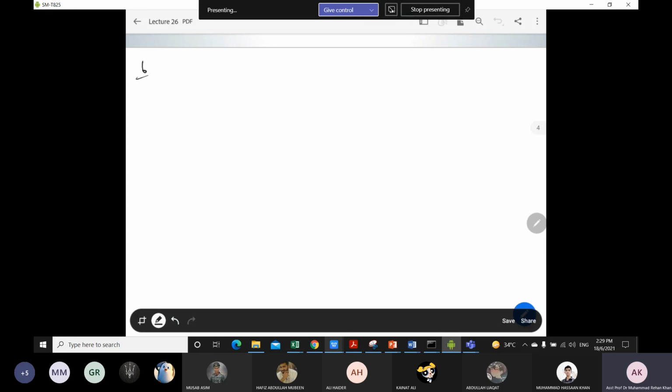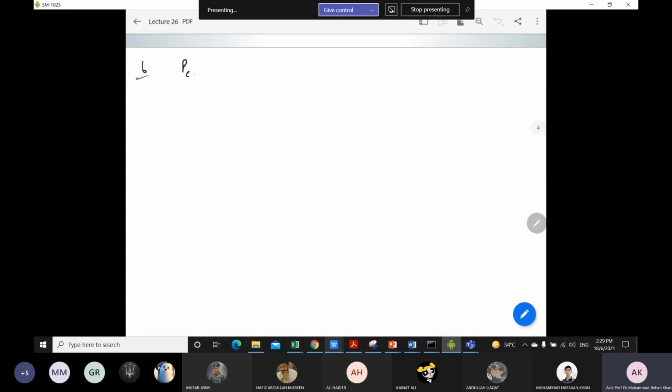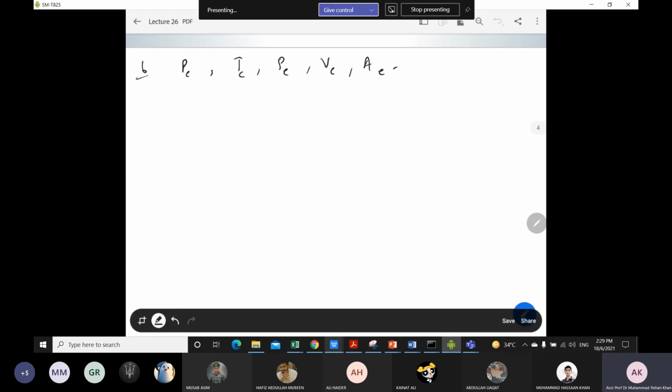Okay, so in part B, we have to find the exit plane conditions, which are P exit, rho exit, velocity exit, and area exit. In order to find this, because the Mach number is known to you, you can easily find the ratios P by P naught, T by T naught, rho by rho naught, V by V naught, and A by A star.